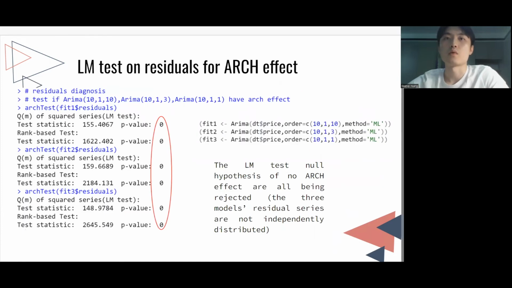At the end, we run the LM test on the residuals, and we have very strong evidence to say there exists an ARCH effect. So we conclude that the ARIMA model's residuals are heteroscedastic, which is against the Jarque-Bera test result. Therefore, we need to further investigate for a better model using GARCH. This part will be illustrated later by my teammates.